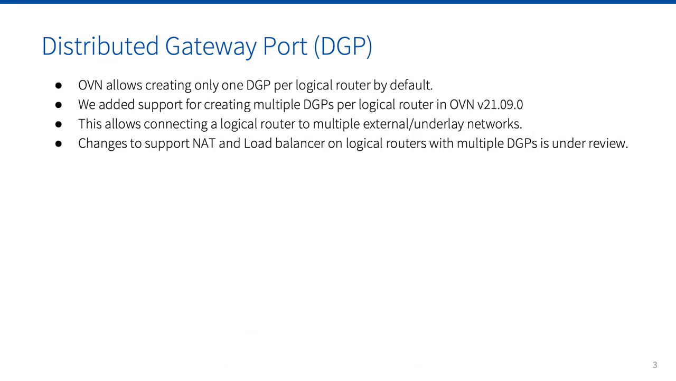OVN allows creating only one distributed gateway port per logical router by default. We added support for creating multiple distributed gateway ports per logical router in OVN 21.09. This allows connecting a logical router to multiple external or underlay networks. Changes to support NAT and load balancer on logical routers with multiple DGPs is still under review. I would like to thank Ankur, Datta, and Han for their help in making these changes.